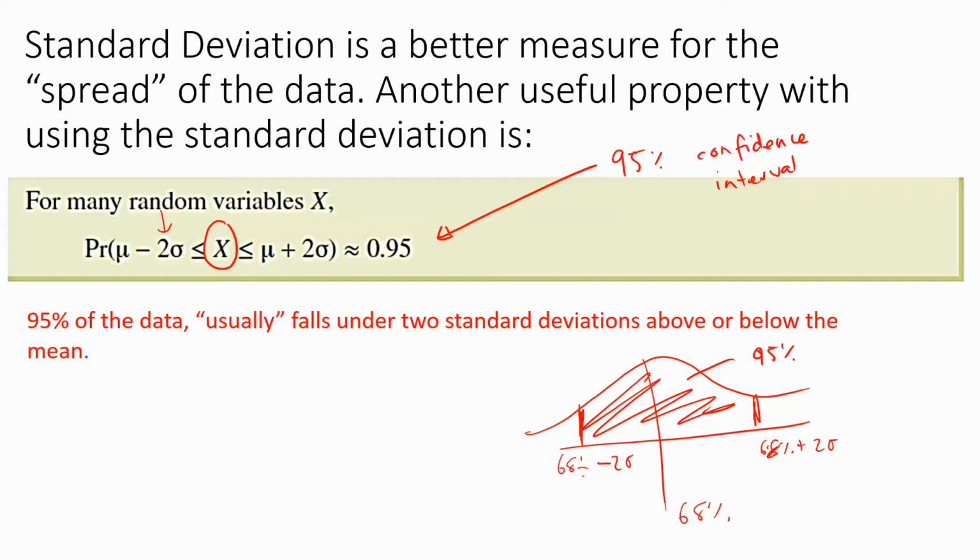95% of your data, you're generally pretty happy or know that it fits between 2 standard deviations below or above the mean. That's what we call, by name, 95% confidence interval. Okay? Same thing.